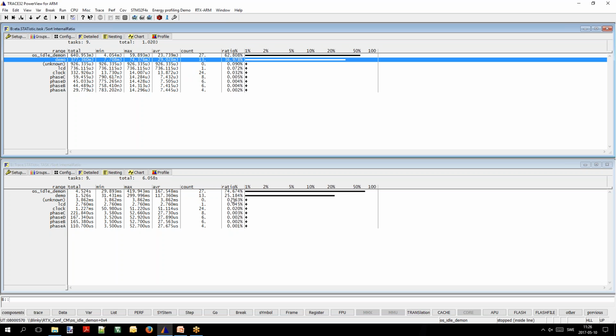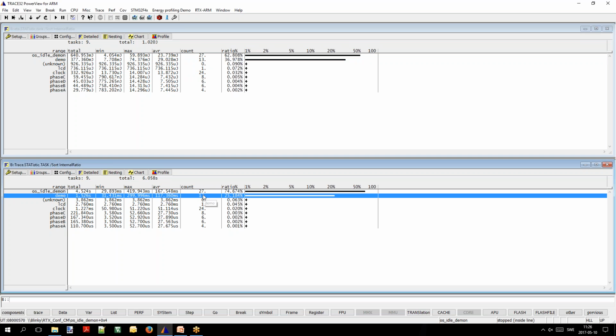But if we have a look at the timings, we see that only 25% of the time is spent in the demo function, which holds the trigger function. So this is the type of measurement which you can get out of Lauterbach.